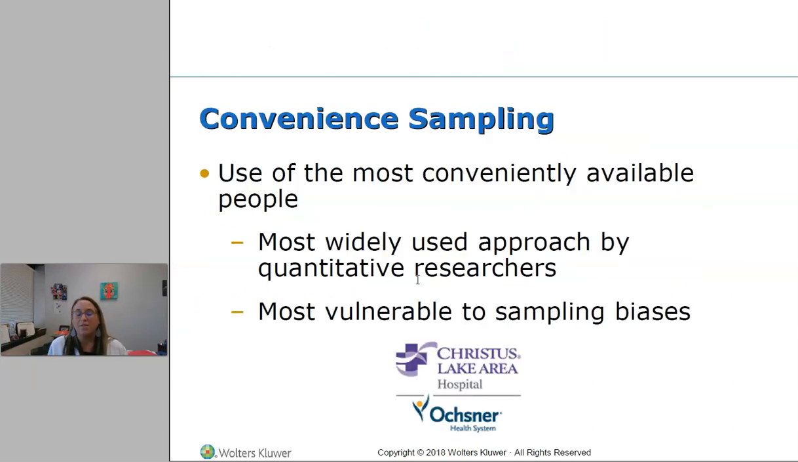So let's first look at convenience. And it's exactly like it sounds. It's convenient. So again, this is very commonly used in nursing and healthcare literature because it's easy. But look at the problem. It's the most vulnerable to those sampling biases. Remember, those sampling biases are when we over or underrepresent segments of the population, which means we don't have a representative sample.